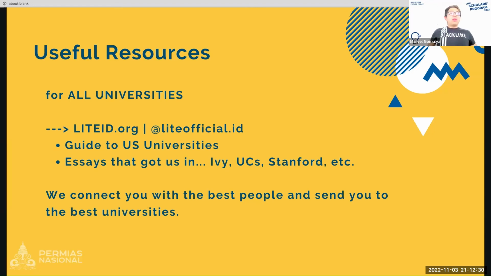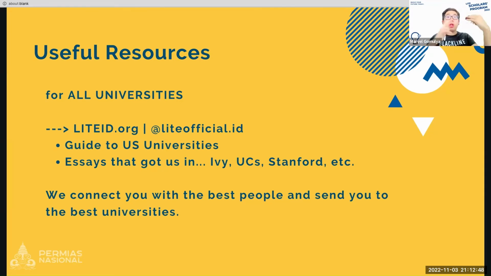Other useful resources. I'll tell you a little bit about Light and why we matter. One, we try to connect you with the best people in Indonesia. I'll show you a little bit about our mentors later on. And two, we try to send you to the best universities in the world. So these are basically the two things that we try to do. We have some of the best people ever.